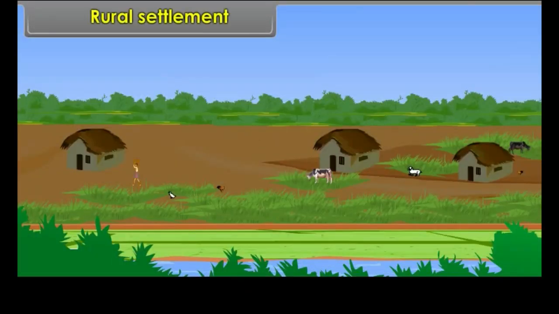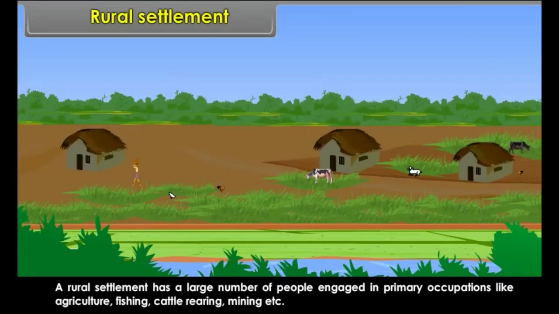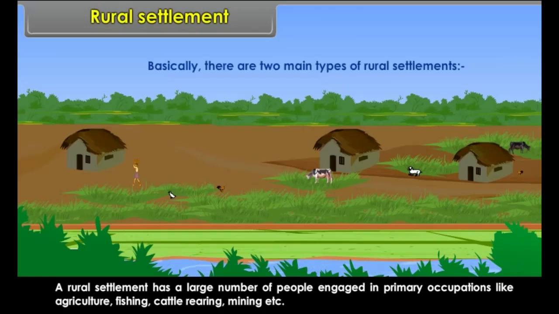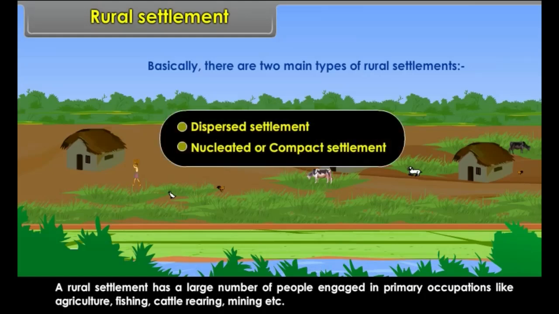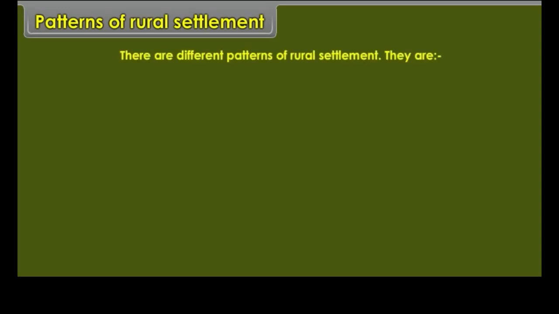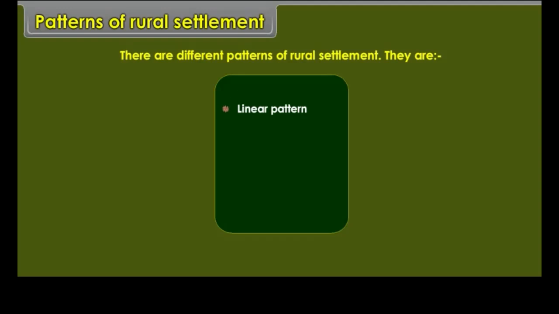Rural settlement. A rural settlement has a large number of people engaged in primary occupations like agriculture, fishing, cattle rearing, mining, etc. Basically, there are two main types of rural settlements: dispersed settlement, nucleated or compact settlement. Patterns of rural settlement. There are different patterns of rural settlement. They are linear pattern, circular pattern, rectangular pattern, triangular pattern.